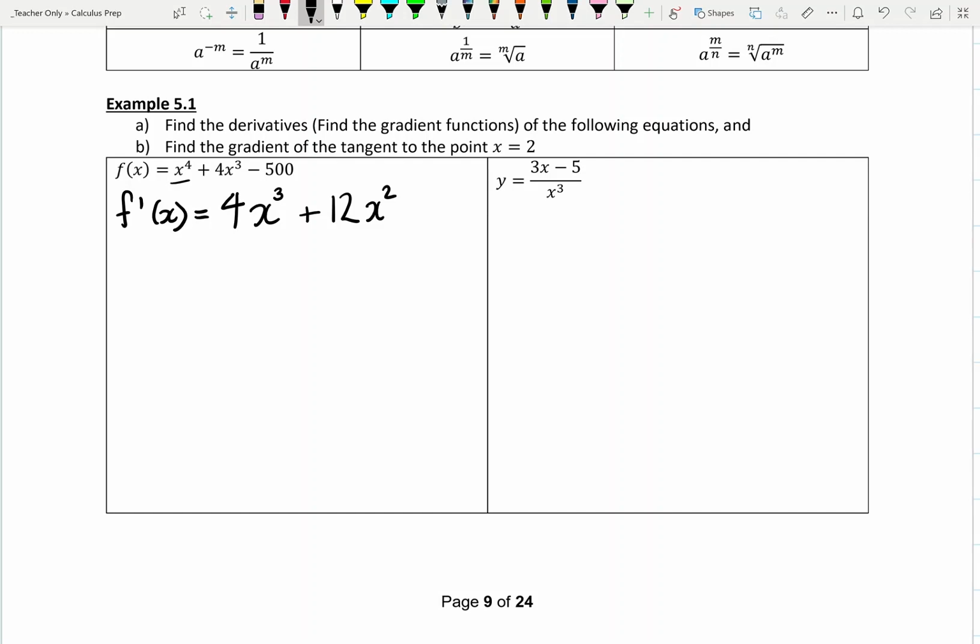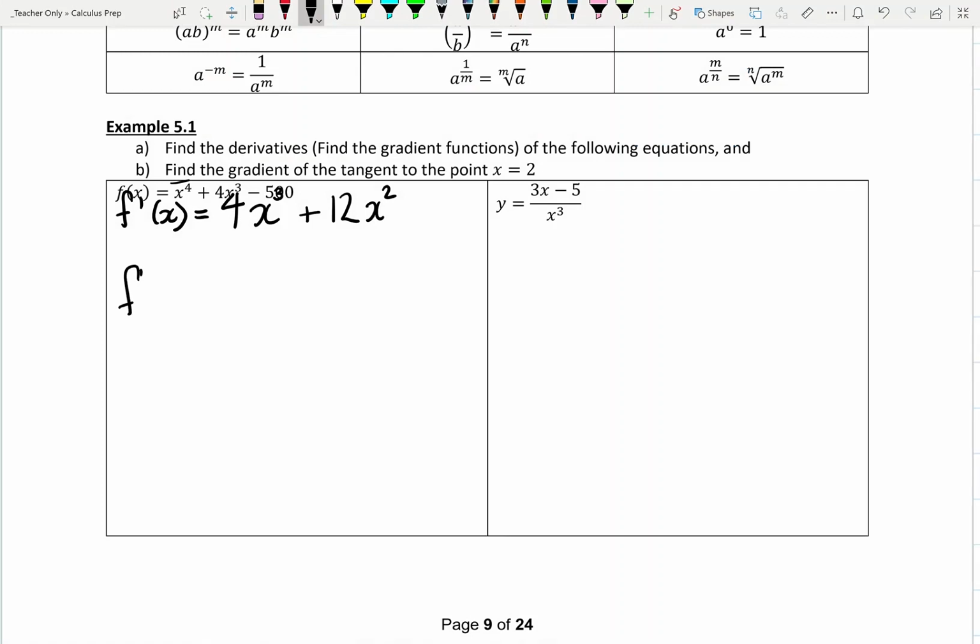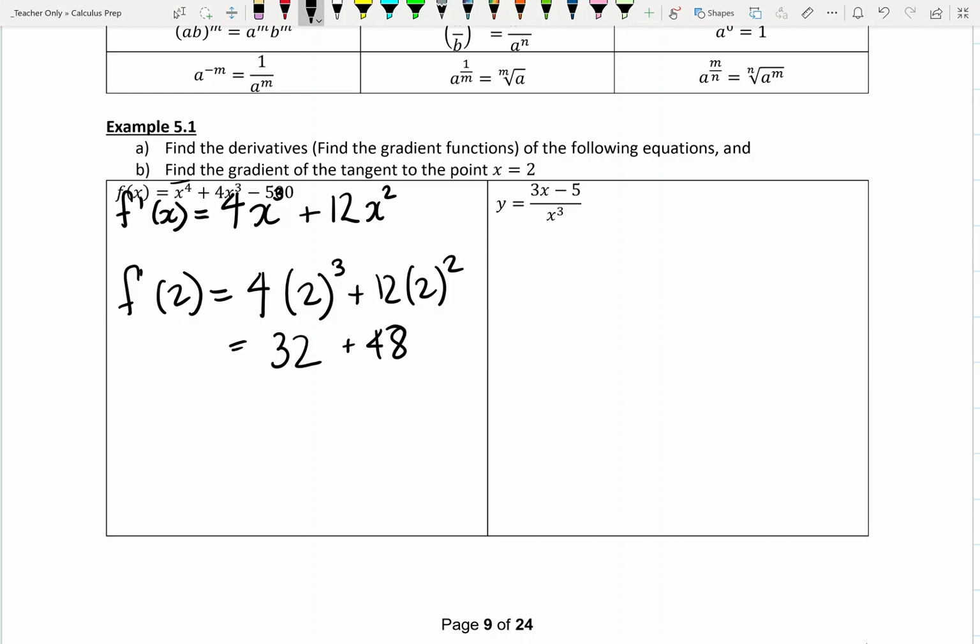And that's it. When it's asking us the gradient of the tangent at the point 2, what we're doing is f dash of 2, which is 4 times 2 cubed plus 12 times 2 squared. 2 cubed is 8 times 4 is 32. 2 squared is 4 times 12 is 48. 32 plus 48 is 80. So the slope of the tangent at x equals 2 is 80.